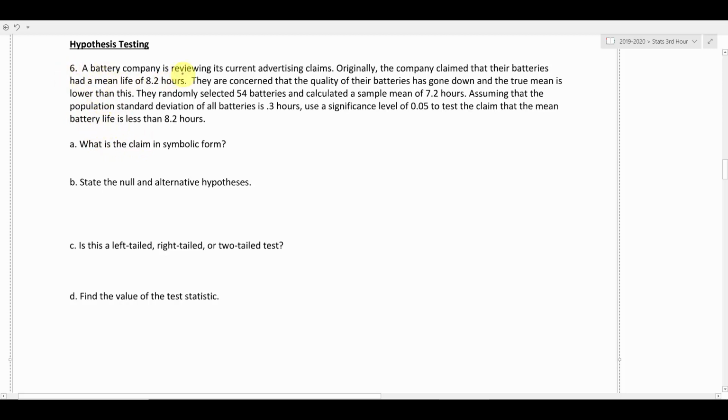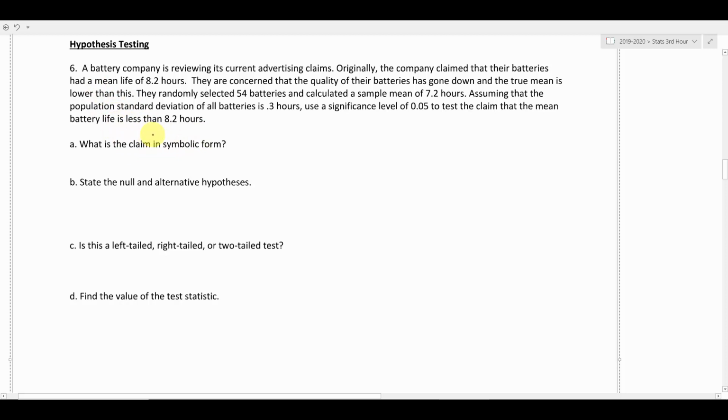It says a battery company is reviewing its current advertising claims. Originally the company claimed that their batteries had a mean life of 8.2 hours. They are concerned that the quality of their batteries has gone down and the true mean is actually lower than this. So they randomly selected 54 batteries, calculated a sample mean of 7.2 hours from those 54 batteries, assuming that the population standard deviation of all batteries is 0.3 hours. You use a significance level of 0.05 to test the claim that the mean battery life is less than 8.2 hours. All right, so we want to set up a hypothesis test here.